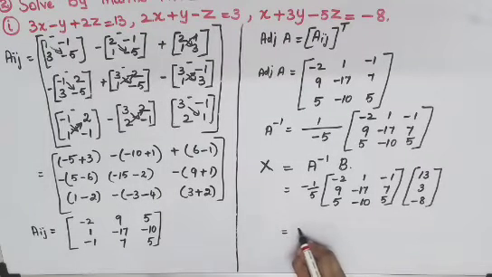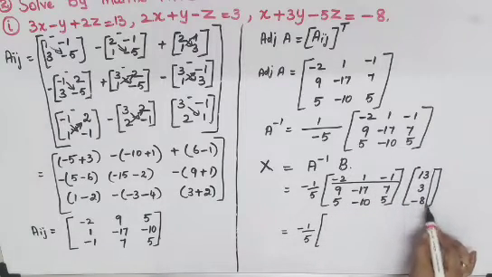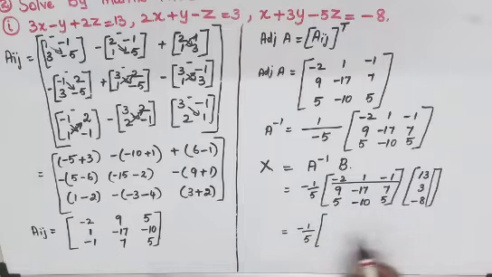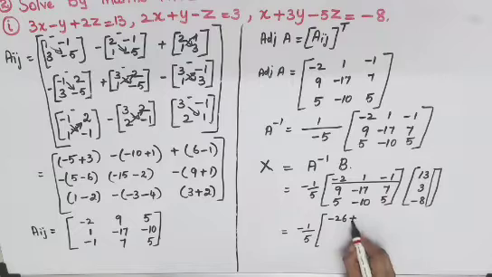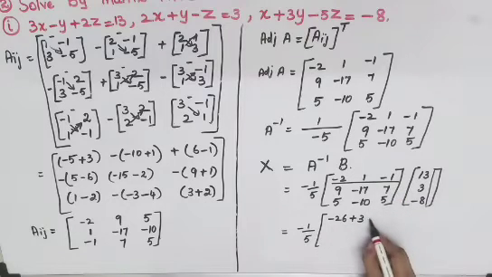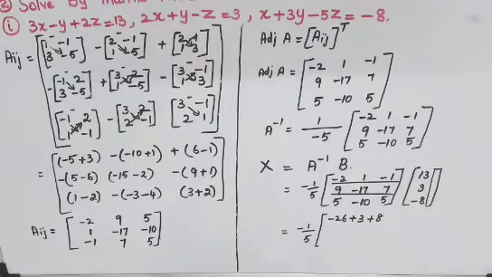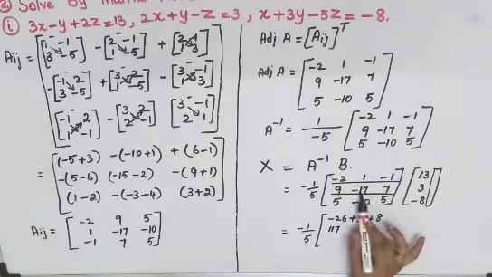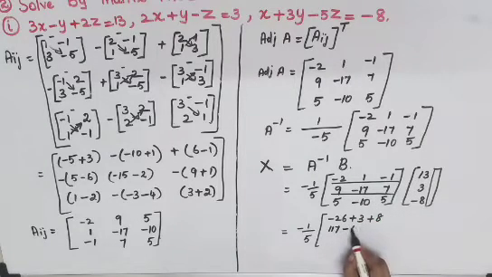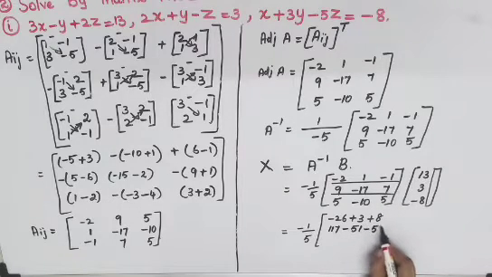Normal multiplication, minus 1 by 5. Open your bracket. First row and only one column is there, so with that column you have to multiply. So minus 2 into 13 is minus 26. Plus 1 into 3 is plus 3. Minus 1 into minus 8 is plus 8. Your second row and that column: 9 into 13 is 117 you will get. Minus 17 into 3 is minus 51. 7 into minus 8 is minus 56.